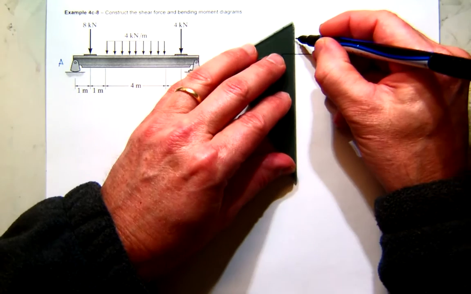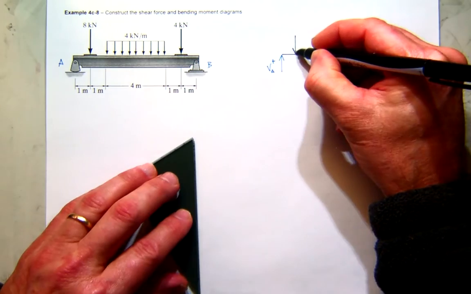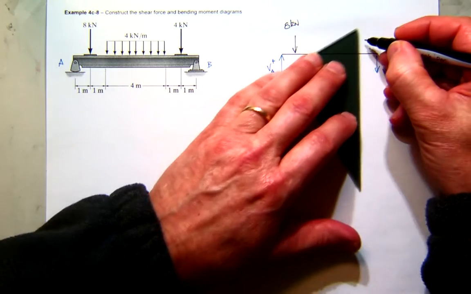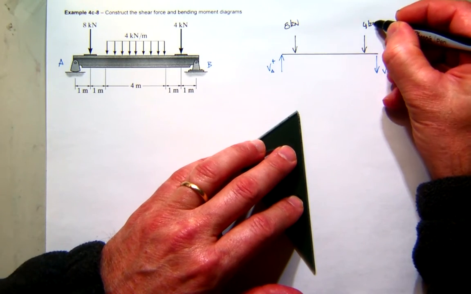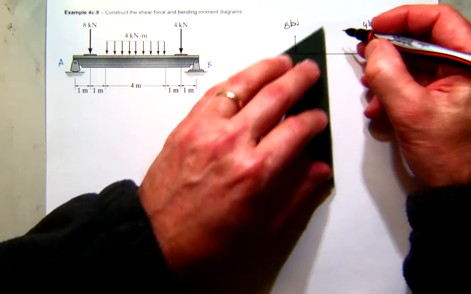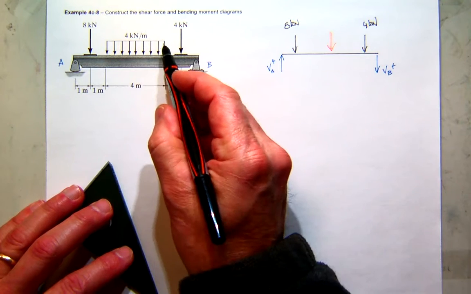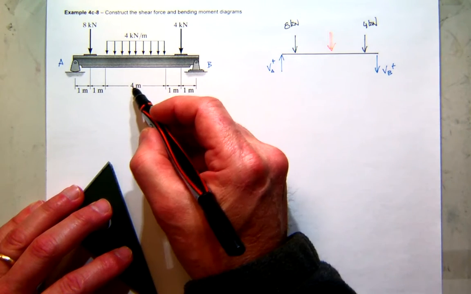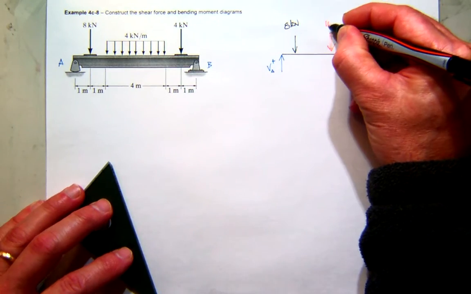And I've got this load right here. Let's see, that's 8 kilonewtons. And there's one over here. That's 4 kilonewtons. And then I'm going to turn this distributed load into a concentrated equivalent to help me manage that. And it's rectangular shaped, so the area of a rectangle is just base times height. In this case, 4 meters times 4 kilonewtons per meter. So that's going to be 16 kilonewtons.